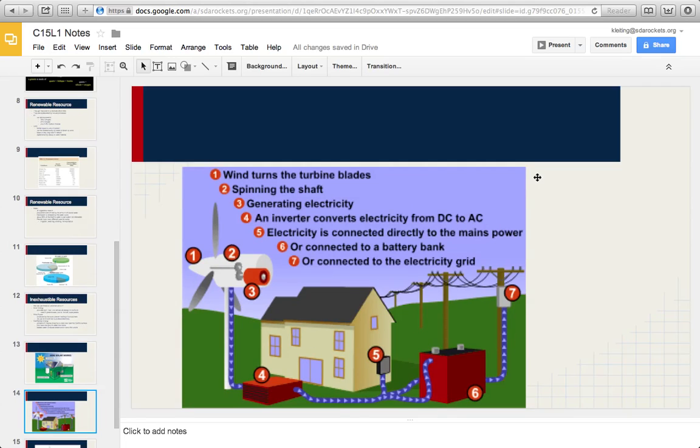This is how a wind turbine would work. The wind turns the turbine blades, spins the shaft, creating electricity. So in here we actually have resistance, and that's what creates the electricity. The inverter converts electricity from direct current to alternating current, is what that means. Don't be too concerned about that. Electricity is connected directly to the mains power, or connected to a battery bank, or connected to an electric grid. I'm not sure which of the three the turbines around here use, but the main take home here is that these are able to produce power, and we can use those for all three of those different sources.